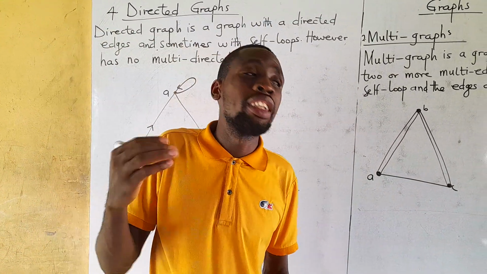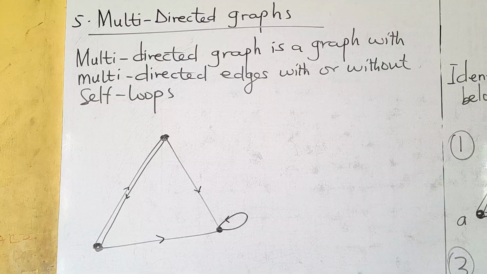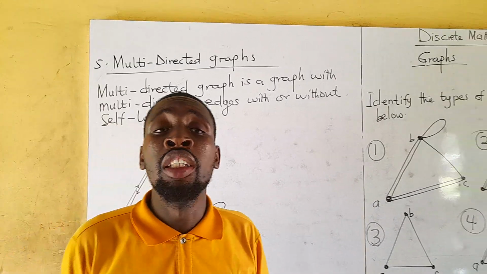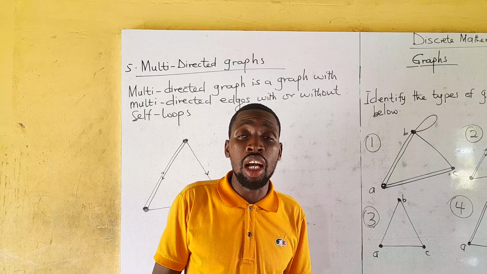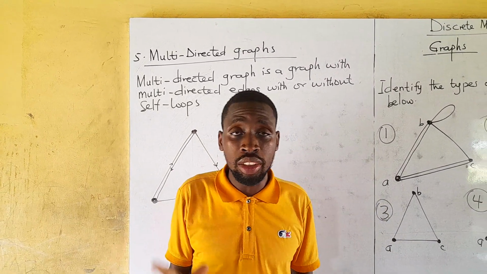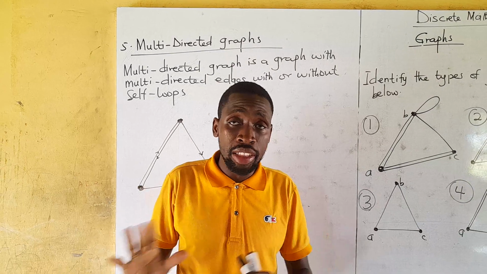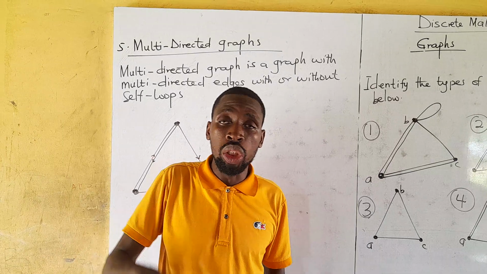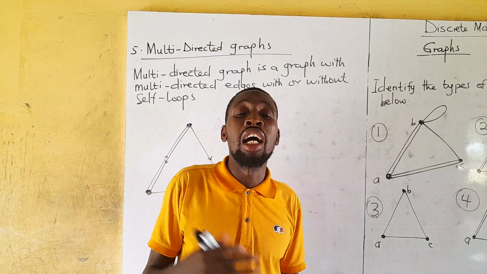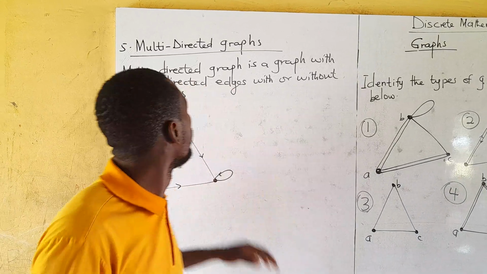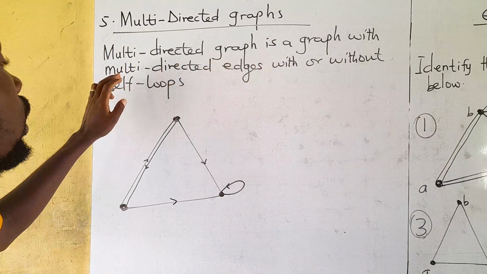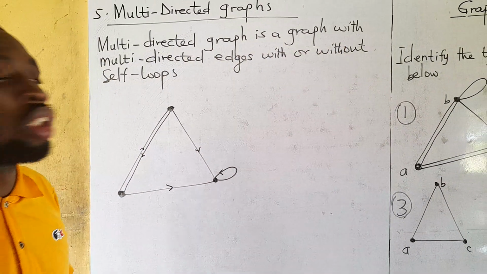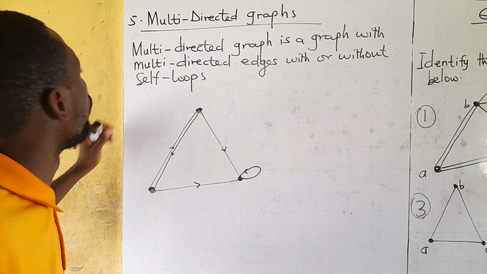Our next stop is multi-directed graphs. Remember, we said directed graphs have directed edges and sometimes self-loops. So directed graphs are graphs with directed edges, with or without self-loops. However, they don't have multi-directed edges. So when a graph has multi-directed edges with or without a self-loop, that graph is called a multi-directed graph.